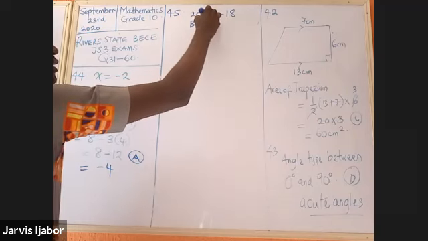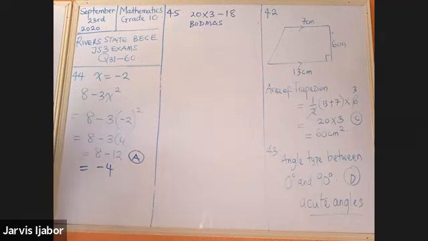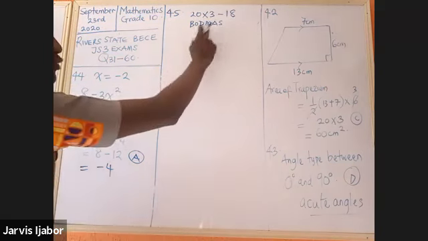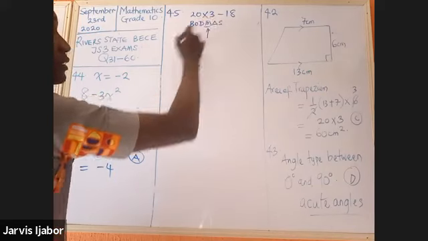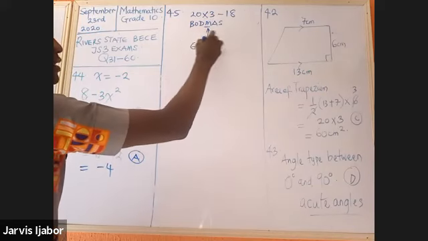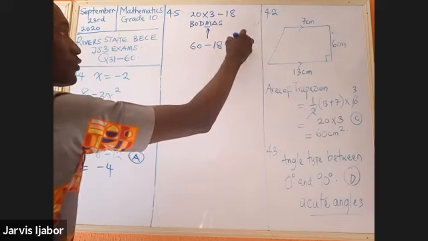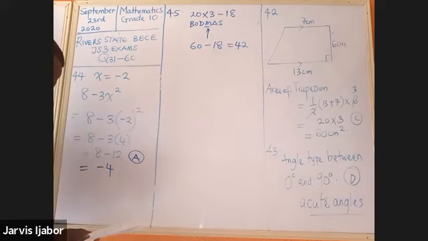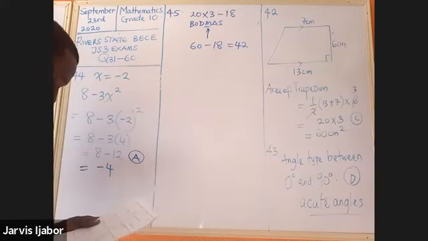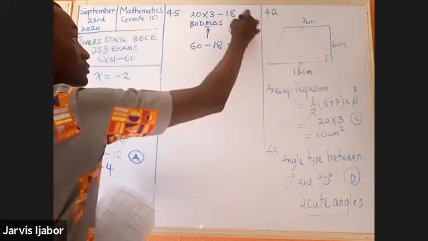So remember your BODMAS. BODMAS is a system that you must obey when you have a problem like this. You have to multiply first. And that will give you 60 minus what? 18. And that will give you 42. So the answer will be what? 42. And that is D.